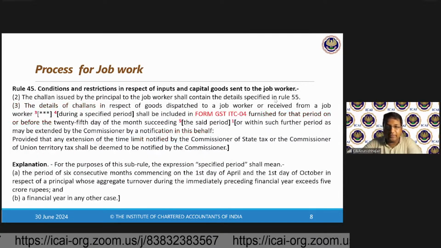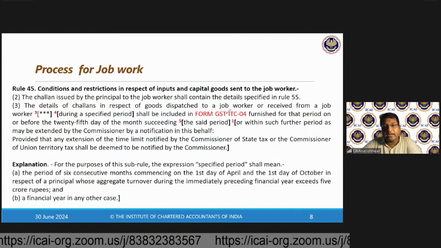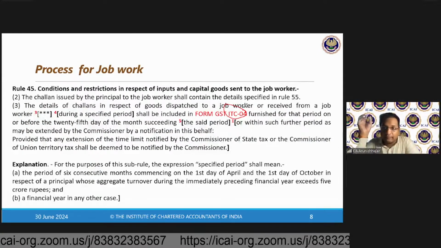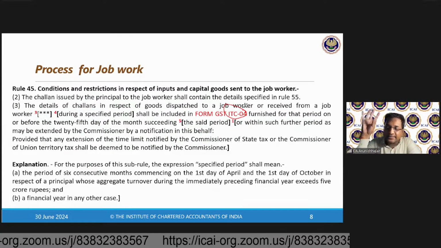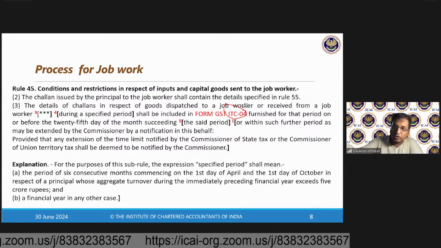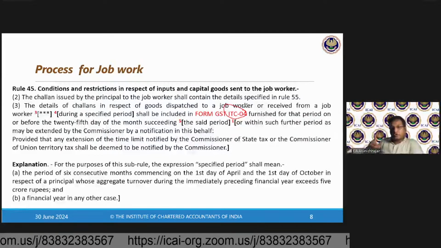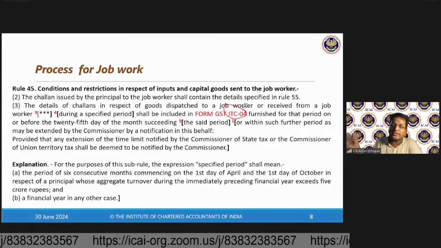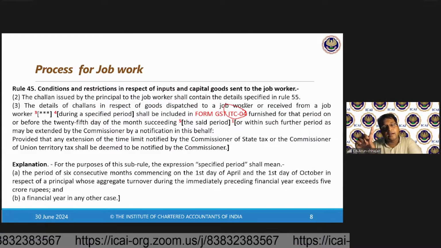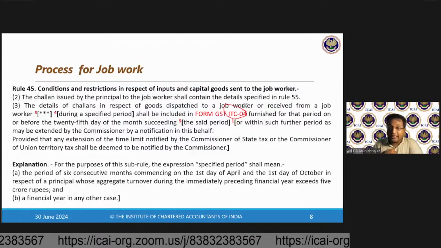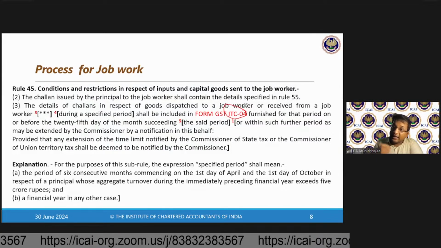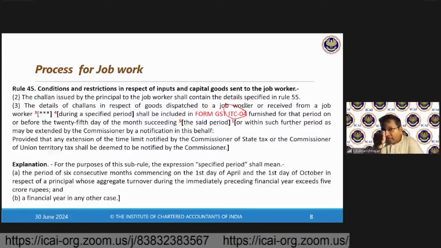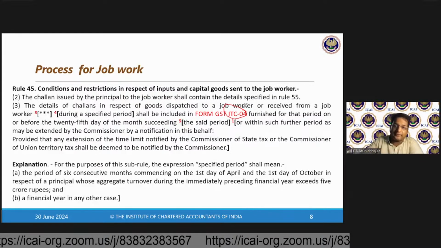Then challan issued as per rule 55, then there is a requirement to fill the ITC 04. That is one compliance on the principal, that he has to furnish the details in the ITC 04, whatever goods he has sent to the job worker, or the job worker has sent back to me. This detail has to be reported in the ITC 04. ITC 04 is yearly if the principal's aggregate turnover is up to 5 crore. And if the principal's turnover is more than 5 crore, then the requirement to furnish the ITC 04 will be half yearly.